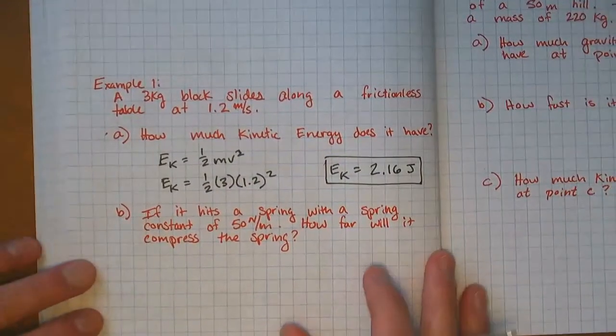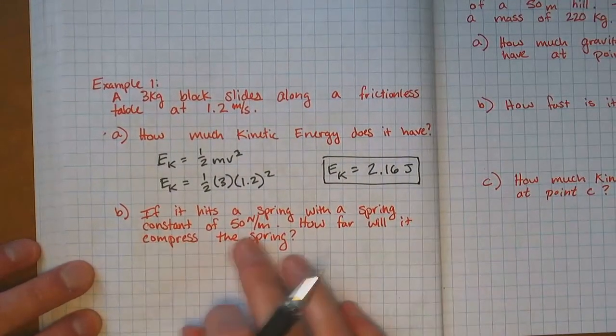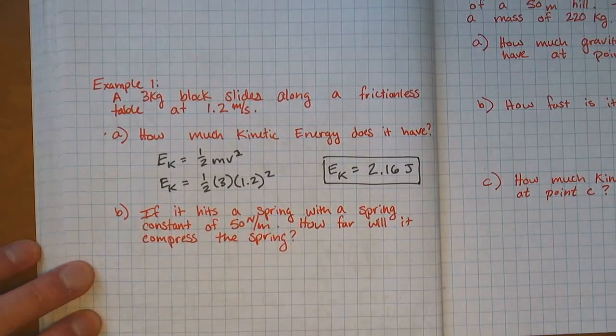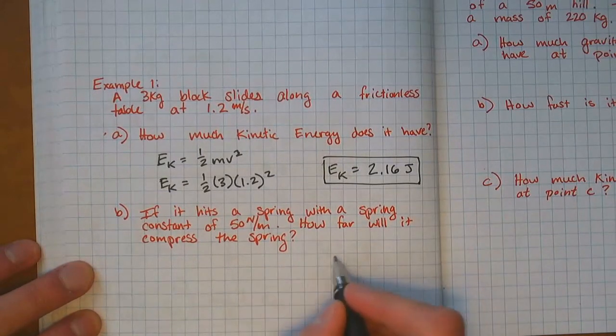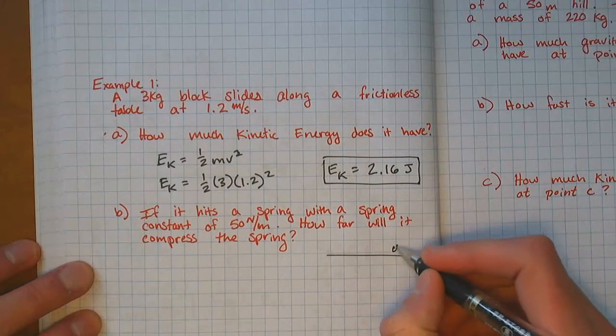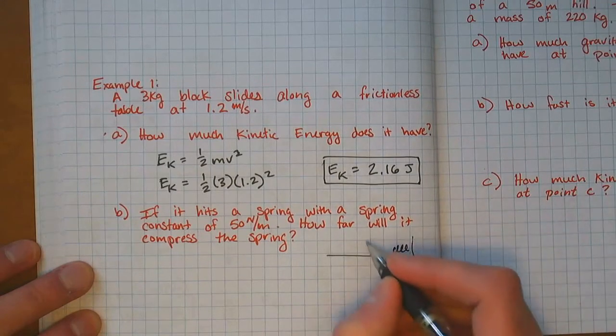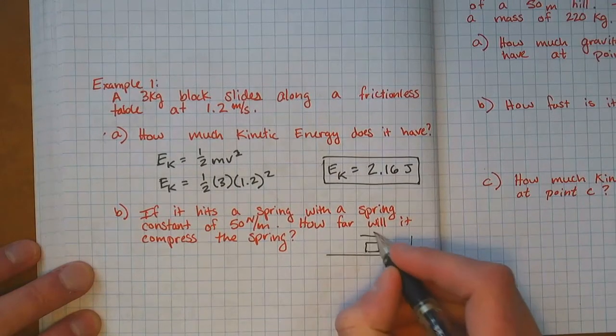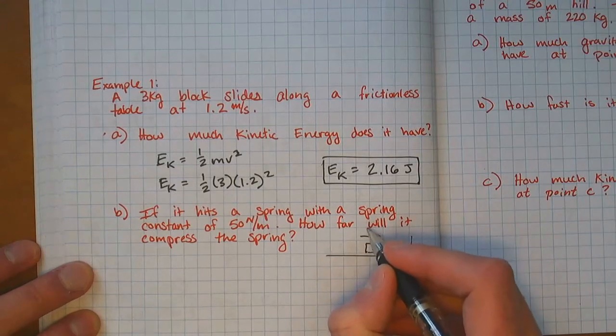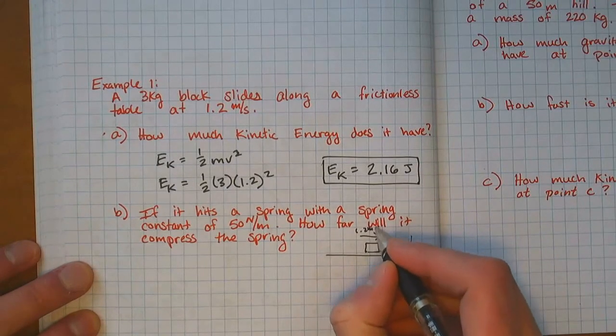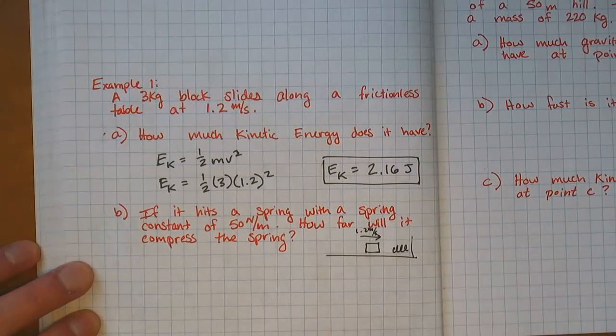Moving along to the next one, it says if it hits a spring with a spring constant of 50 newtons per meter, how far will it compress the spring? So basically we have our spring over here. This thing's going that way at 1.2 meters per second. How far will it compress the spring?